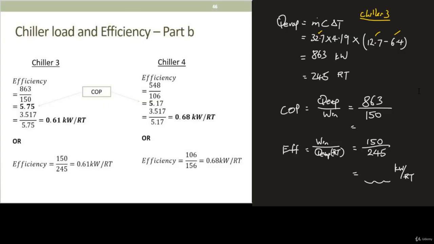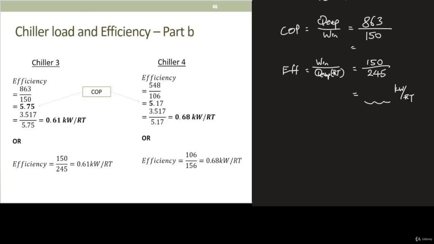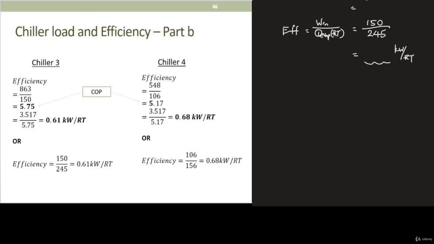So from here, you can tell that chiller 4 is actually less efficient compared to chiller 3. Why is that so? Because chiller 3 has a lower kilowatt per ton. It's different from COP. For COP, the higher the value, the more efficient it is. But for kilowatt per ton, the lower the value, the better it is, because it is input over output. The lower it is, it means you require less input to get the same amount of output. So kilowatt per ton is the smaller, the better. So in this case, chiller 3 will be better.